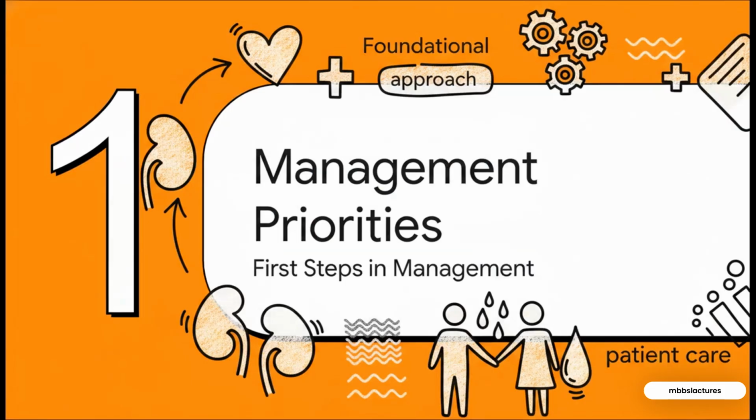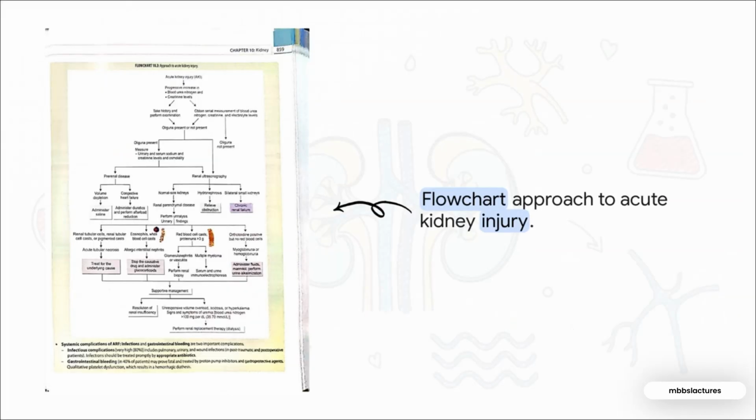Starting off with Section 1, Management Priorities. Okay, take a look at this flow chart. It literally anchors your entire diagnostic algorithm. When that creatinine spikes, we can't just guess, right? You have to systematically differentiate between three main categories. Is it prerenal volume depletion? Is it an intrinsic renal parenchymal disease, like acute tubular necrosis? Or is it a post-renal obstruction? Your specific therapy depends entirely on identifying the correct pathway here. If you skip this step, you're going to end up treating the completely wrong disease.